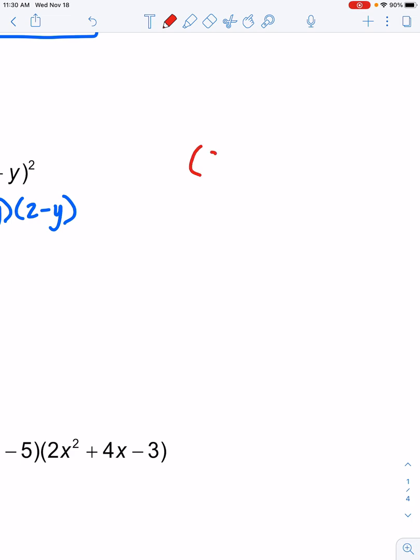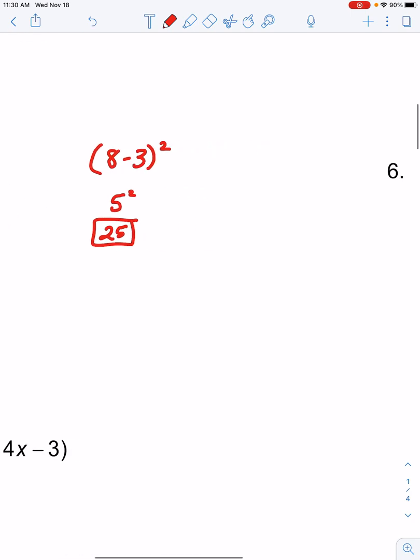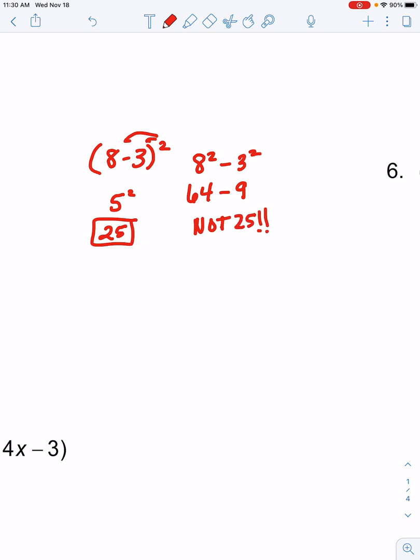But if I say 8 minus 3 squared, well, let's do it PEMDAS and find out what the actual answer should be. 8 minus 3 is 5. 5 squared is 25. That's what my answer is supposed to be. If I try to just distribute, I'm going to have 8 squared minus 3 squared. Well, 8 squared is 64. Minus 9 is not 25, right? So you cannot just distribute the square.